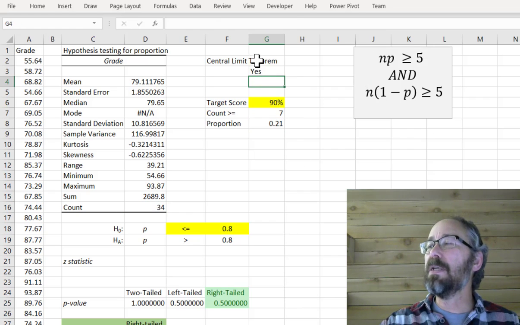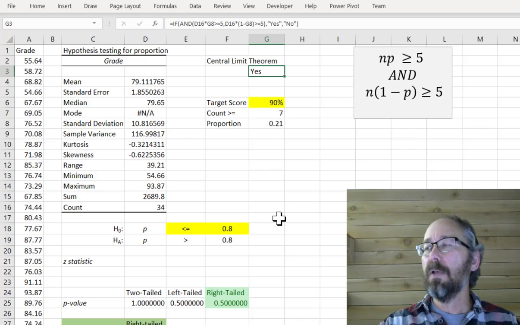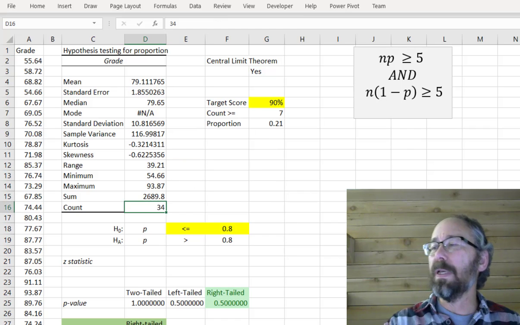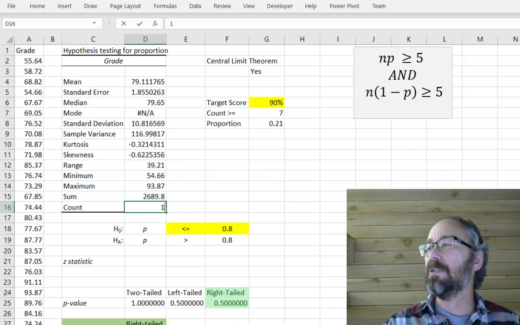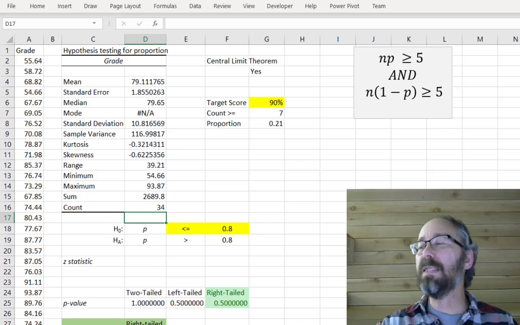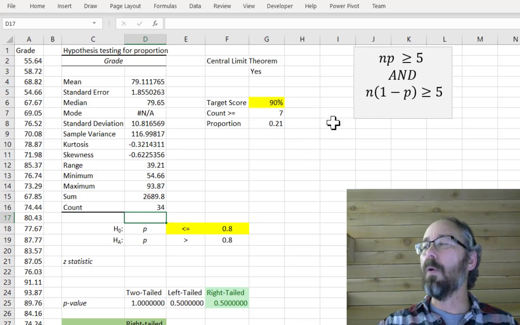So it does meet the central limit theorem, and I could use conditional formatting to color code those, but I'm not going to take the time to do that. But we can see if it works. We can come down here to the count and just change it to 10 and see that, well, if it was just a sample of 10, we wouldn't meet that criteria. But we do meet that criteria, so we can move forward.